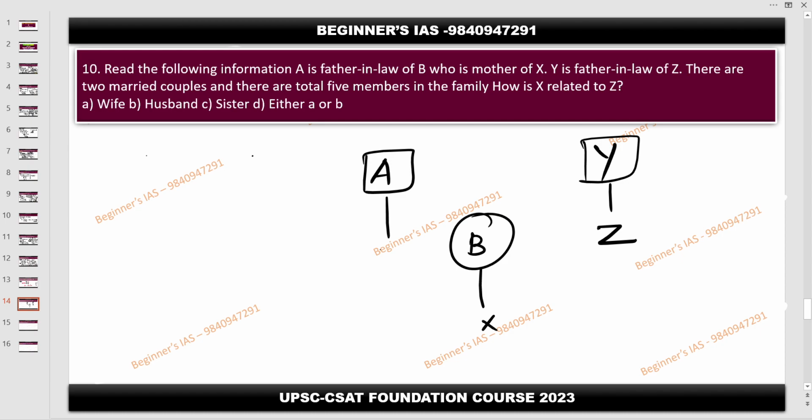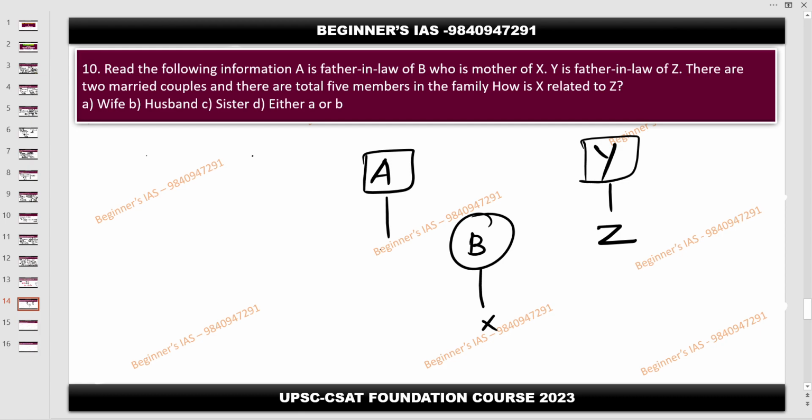This is the first iteration which we'll get after reading the question, and then applying the logic of two married couples and total five members. So five members are already there. So what could be the possibility? A cannot be married to Y, of course. B is mother of X and Y is father-in-law of Z.